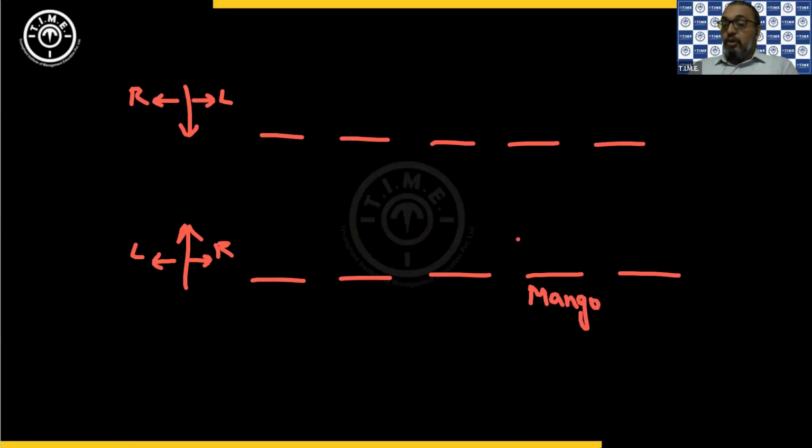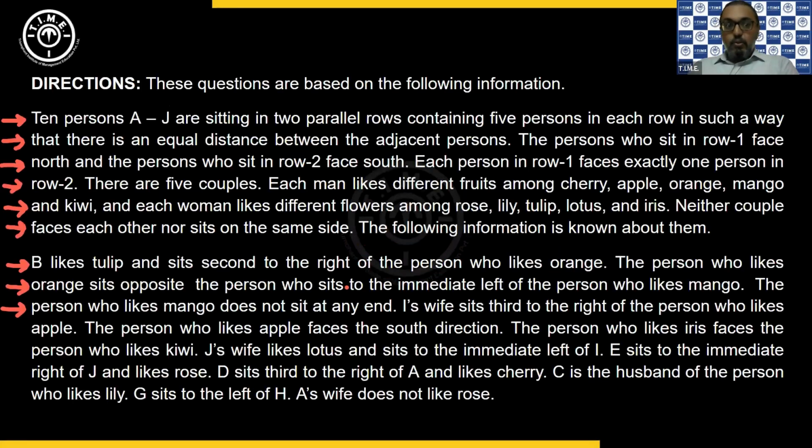Not at an end, because the immediate left should be the person opposite whom the person who likes orange sits. And then B, who likes tulip, sits second to the right of the person who likes orange. So those are the 3 conditions that we need to consider, and these are the 2 arrangements we will have for now. Then what else do we have? Yeah, here.